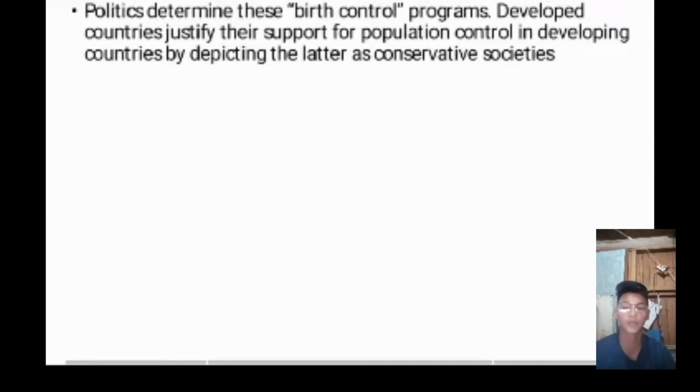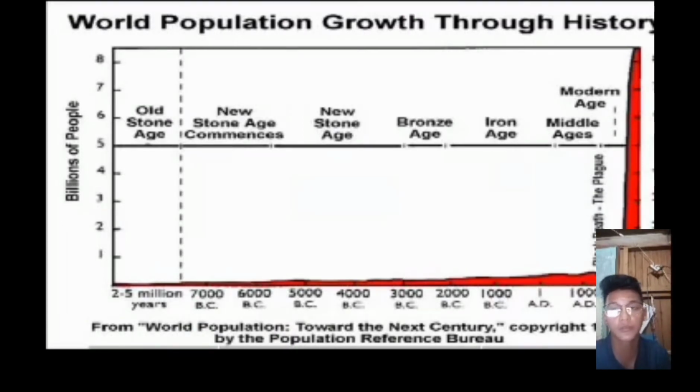Developed countries justify their support for population control in developing countries by depicting the latter as conservative societies. So, some countries justify their support of this population control because population is always increasing in every era, in every generation. So, this is the world population growth through history. As you can see, from the old Stone Age to the modern age, there is a lot of difference, because the old Stone Age population is very minimal. As for us, the modern age is very populated. So, you can see the difference, right?